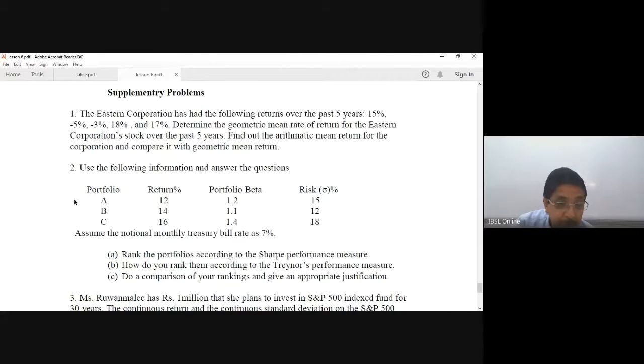problem and do the calculations and do these rankings now. Oh, I think you just apply these two things only, part A and part B. Just do the ranking of the portfolios according to the Sharpe measure first.